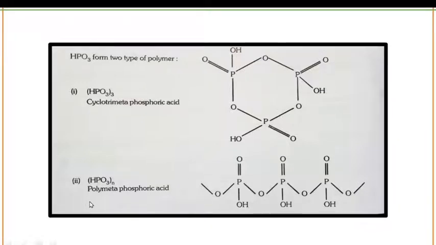This is the polymer of HPO3 when attached in a chain-like structure. This will form polymetaphosphoric acid, as you can see here in this diagram. You only have to learn the names of these 2, (HPO3)3 and (HPO3)n. I hope you are all clear about the allotropes of phosphorus and the different oxides of nitrogen. This was all about group number 15 elements.